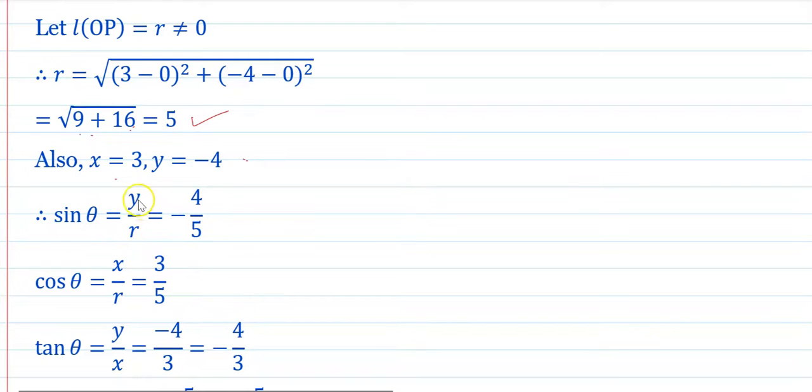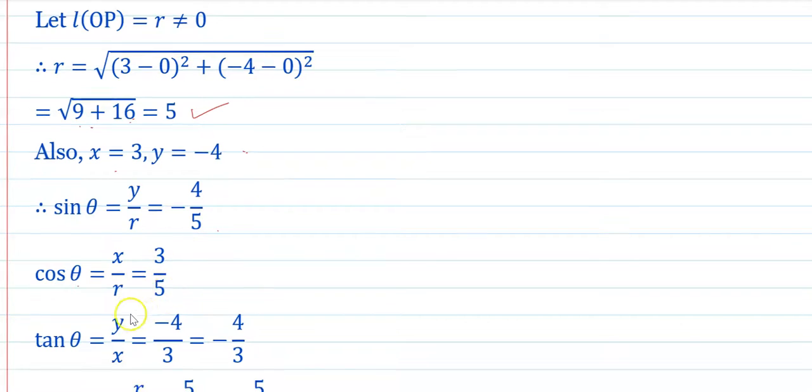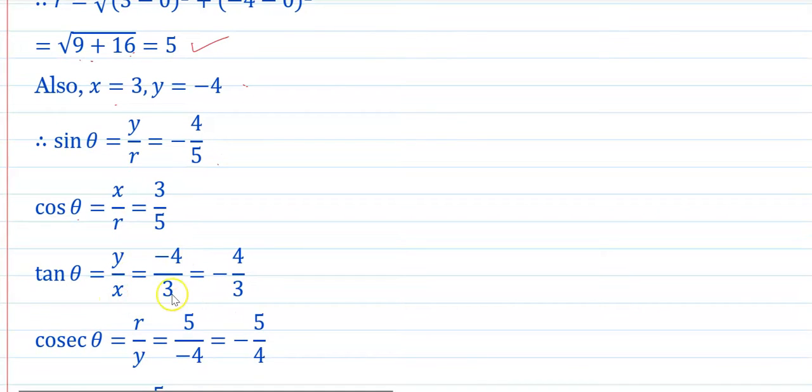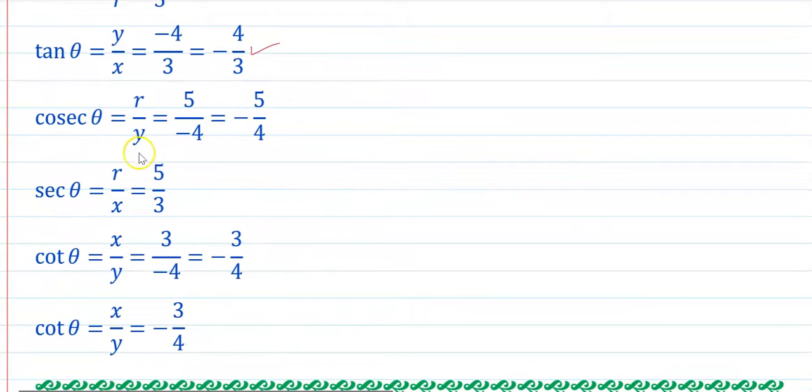Therefore sin theta is equal to y upon r, which is -4 upon 5. Cos theta is x upon r, 3 by 5. Tan theta is y upon x, -4 by 3. Cosec theta is r upon y, 5 by -4, that is -5 by 4. Sec theta is r upon x, that is 5 by 3. Cot theta is x upon y, 3 by -4, that is -3 by 4.